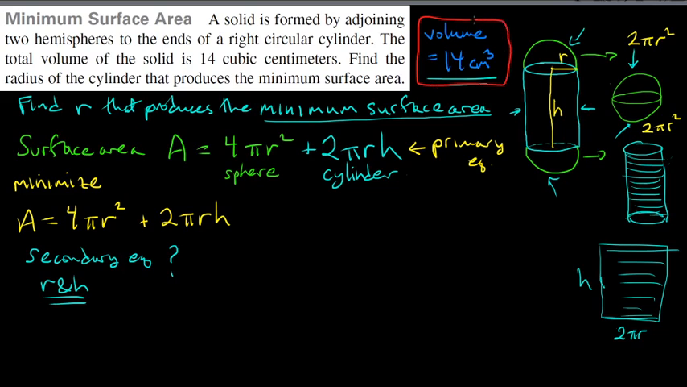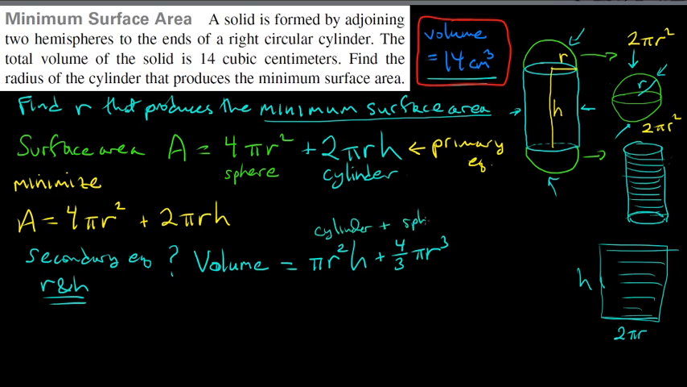How about this? Nowhere did we use the fact that the volume was 14 cubic centimeters. So that looks like a good place to start, right? What is the volume of this object? Well, let's see. We have a cylinder. The volume of a cylinder, which we did in the previous video, is pi r squared times h. And then we have a solid sphere, right? A ball. What's the volume of a ball of radius r? 4/3 pi r cubed.